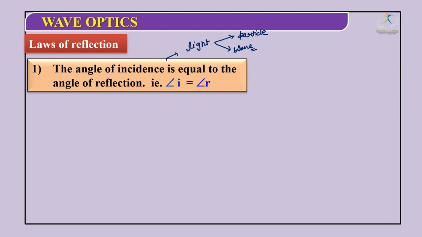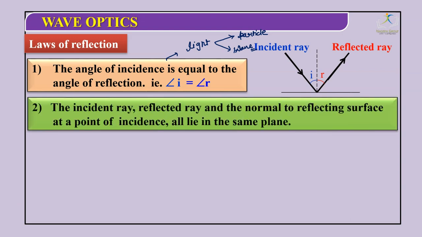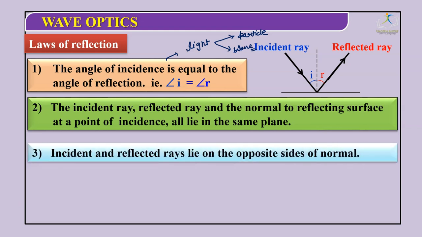From the earlier knowledge, we know that the angle of incidence is equal to the angle of reflection. That means angle I is equal to angle R. This is the case when we are taking light as particle nature. The second law is that the incident ray, the reflected ray and the normal to the reflecting surface at the point of incidence all lie in the same plane. Again, these two laws come out when we are taking light as particle nature. Incident and reflected rays lie on the opposite sides of the normal.